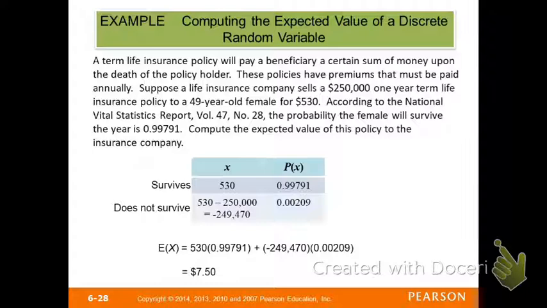So the numbers grow with the expected value, and that's why you reach an age where you can no longer buy life insurance, because it's just too big of a risk. For the company, they can't expect to make any money, and if they don't expect to make any money, they're not going to sell it to you.